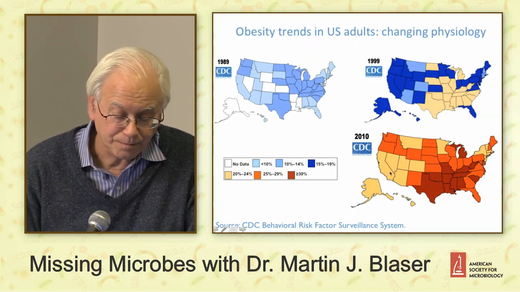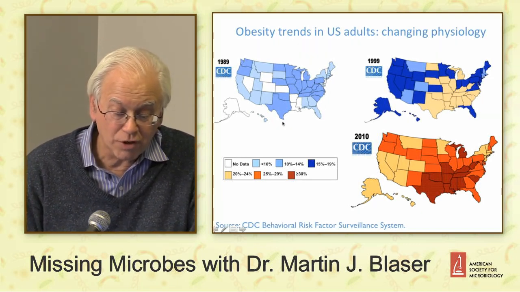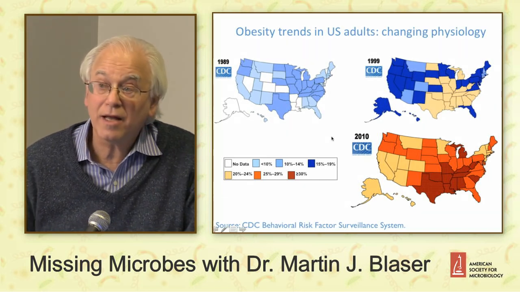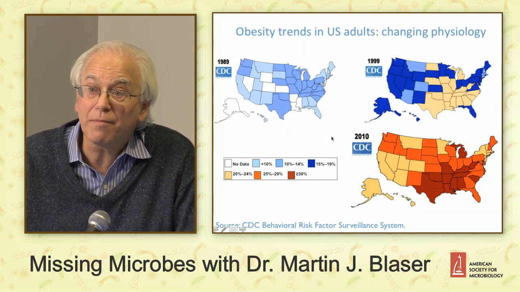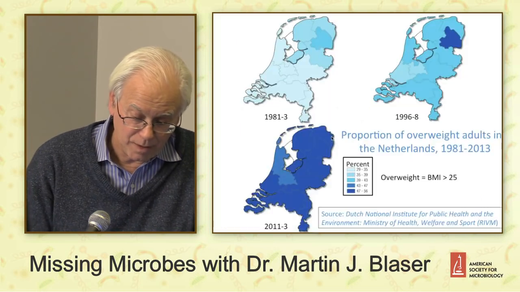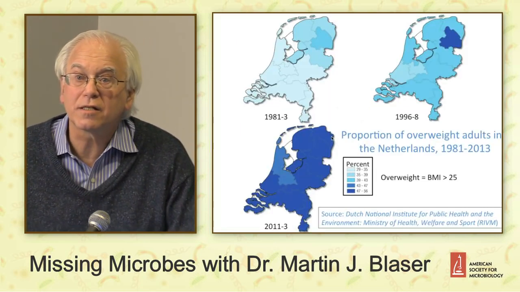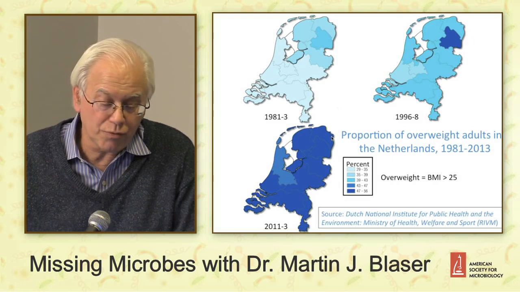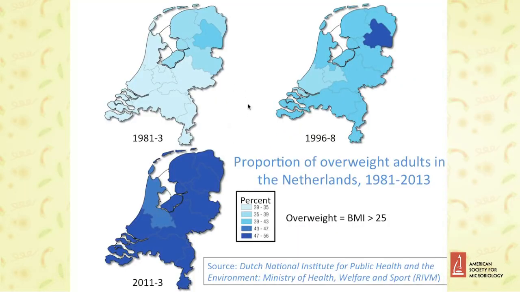What's remarkable is that it is happening all over the United States, and the difference between the first map and the second map is only 21 years. Something very powerful must be going on. It's not just true in the United States. It's true in many countries of the world, maybe in all countries of the world. Here's a map from Netherlands, 1981, 2011. In the 30-year period, you can see that the proportion of overweight adults has increased dramatically.